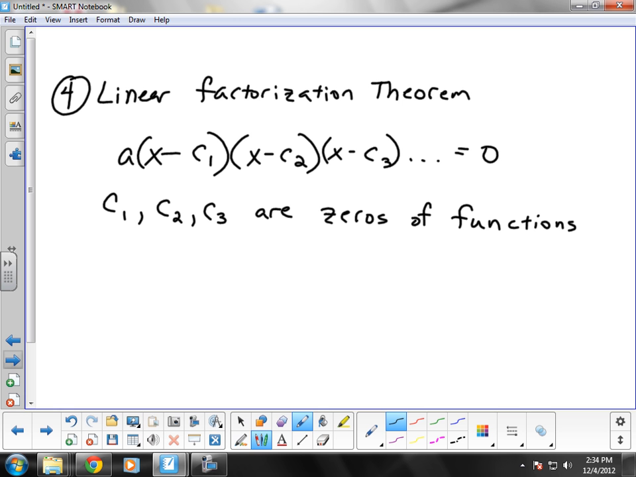So what you need to see from this, the big idea here, is that it's x minus whatever the zero is. So if your zero is negative 3, then your factor is x minus negative 3, which is really what? x plus 3, right? Because minus a negative, we're going to write it as a plus. Yes? Okay.